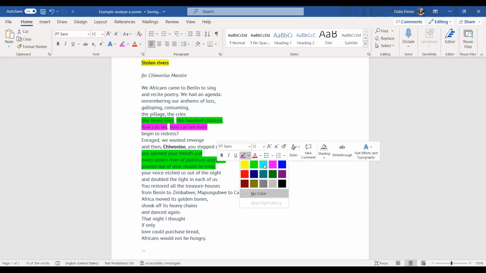Is this true, dear class? Can any singer, when they sing and open their mouth, have a river of platinum and gold and diamond come out of it? Is that possible? Write me in the chat if it is possible or not. If you open your mouth and you sing, can you see a river coming? No. So this means there is a figure of speech here.